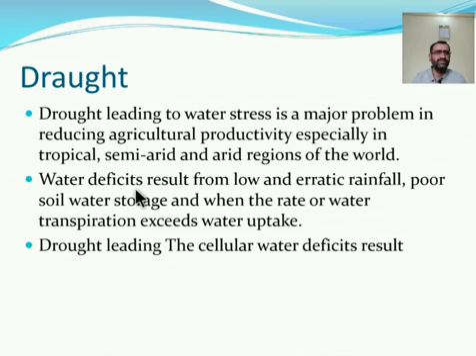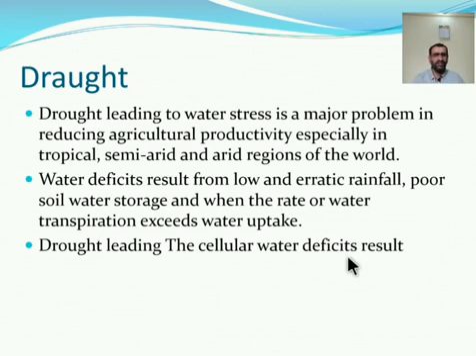Water deficiency results from low and erratic rainfall, poor soil water storage, and when the rate of water transpiration exceeds water uptake. At that time, this stress occurs. Drought leads to cellular water deficiency, and due to that, transpiration and different physiological processes are affected by the drought stress.